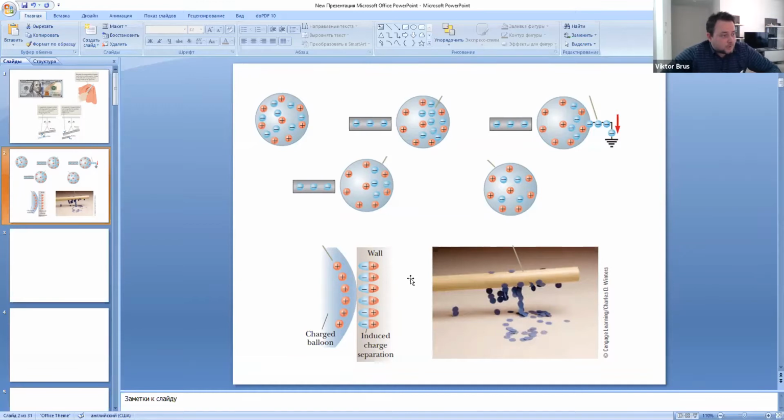Another example is relevant for dielectrics. And the question is, if we have some charged body, let's say this stick, which you see here on this image, why are neutral, electrically not charged, pieces of paper attracted by this stick? Do you have any ideas?